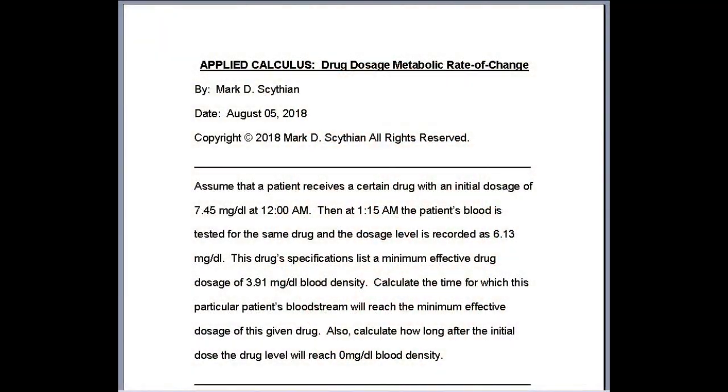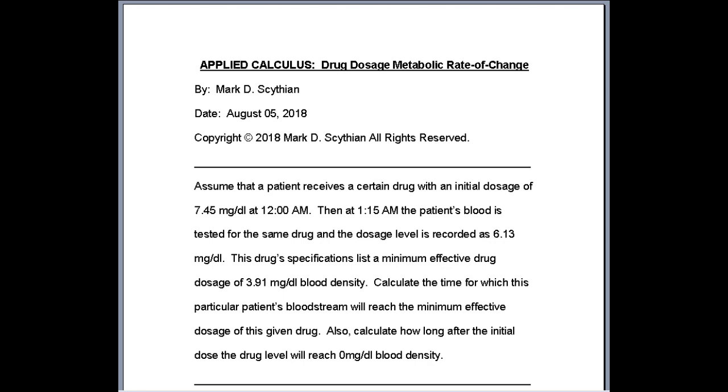In this video lecture, we're going to cover applied calculus mathematical modeling for calculating unknown rates of change based on known rates of change over the function of time. So here we have an applied calculus mathematical modeling scenario: drug dosage, metabolic rate of change.